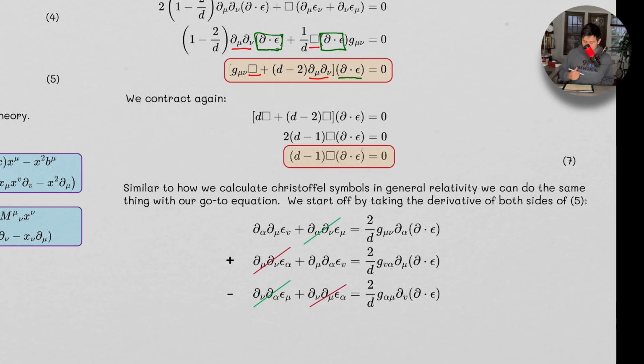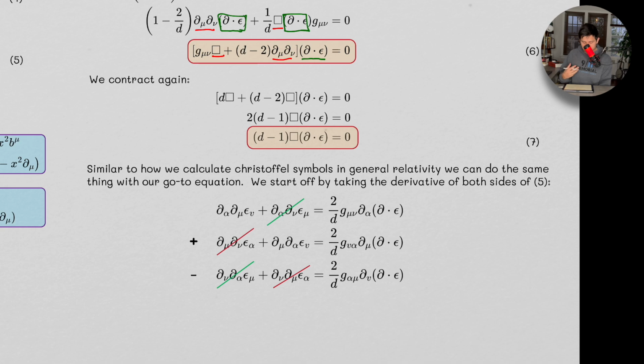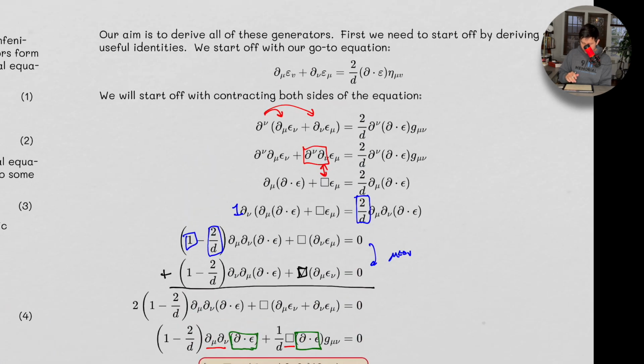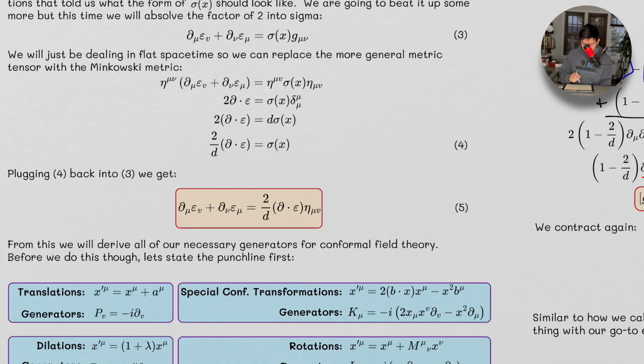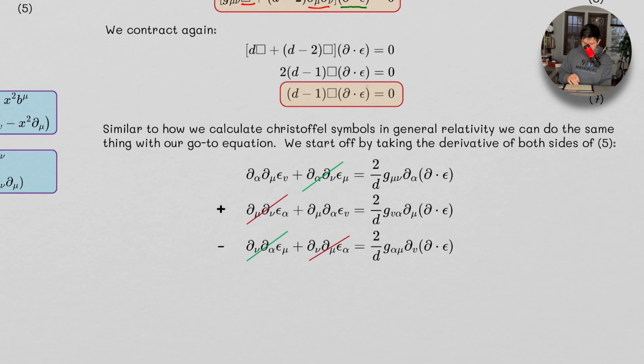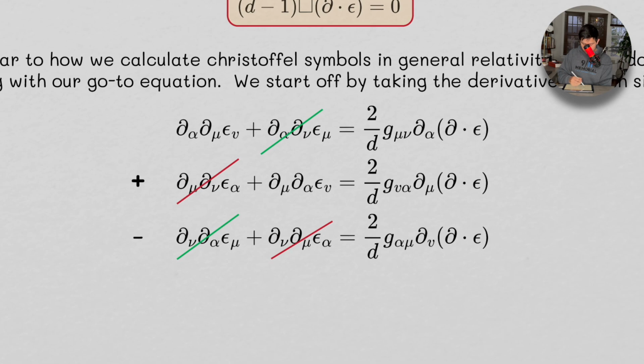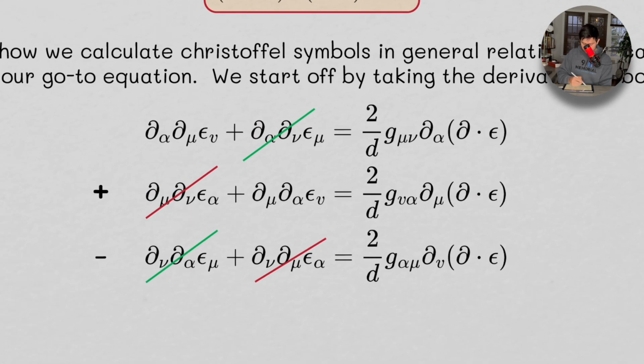Let's build one more equation because we're going to need it. So similar to how we build the Christoffel symbols in general relativity, we can do the same with this go-to equation. And so we start off by taking the derivative of both sides of 5, right? So our equation 5, this guy right here, we take the derivative of both sides and we get this, okay? And what we're going to do now is we're just going to interchange. So in this equation, alpha is going to go to mu, mu is going to go to nu, and nu is going to go to alpha, right?